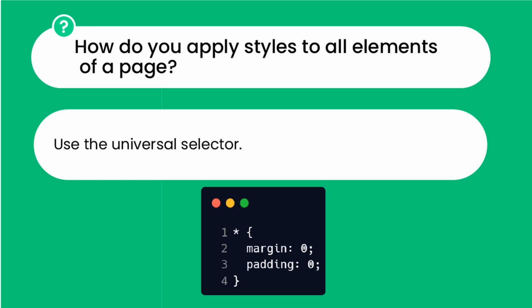The next question is, how do you apply styles to all elements of a page? To apply styles to every element on the page, we use the universal selector, just an asterisk. For example, asterisk, margin 0, padding 0 removes default spacing from all the elements. It's great for resetting styles or applying a consistent look across your entire page.